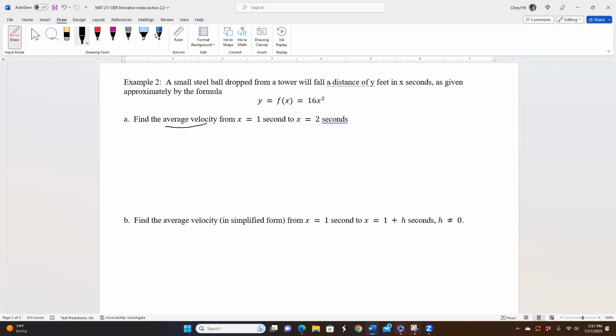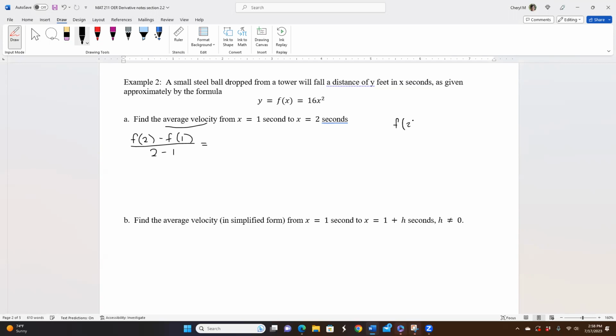a tower and will fall a distance of y feet in x seconds, as given by the formula y equals f of x, or 16x squared. Finding the average velocity is the same thing as finding slope. So if we do that from 1 to 2, our formula would be to find the value at 2, subtract from that the function value at 1, divided by 2 minus 1, as we've done slope in the past.